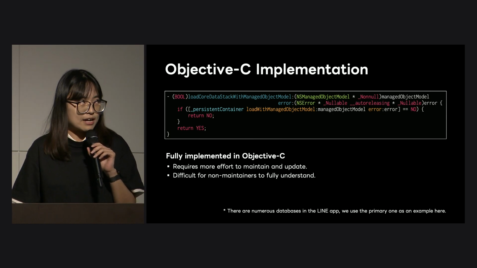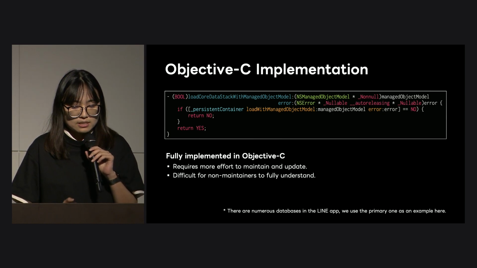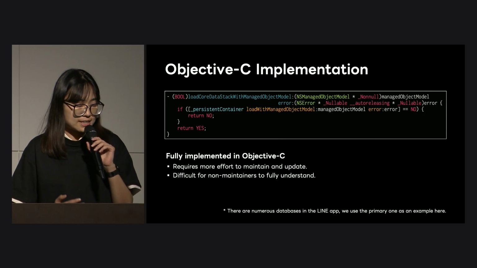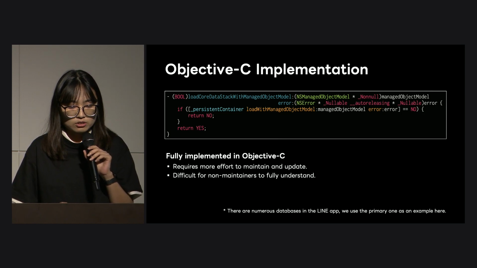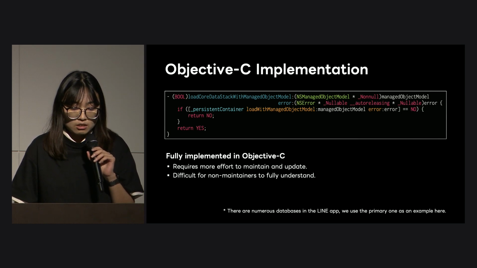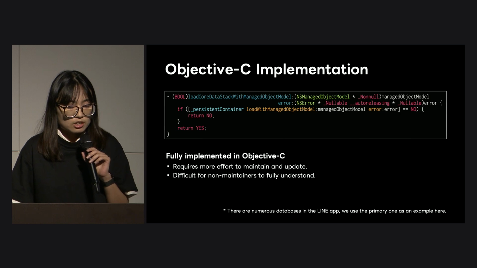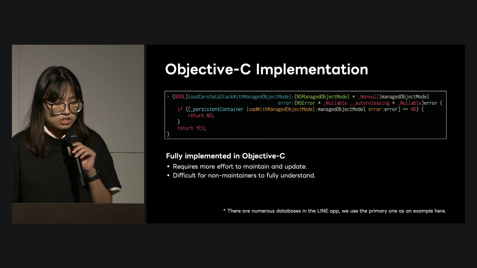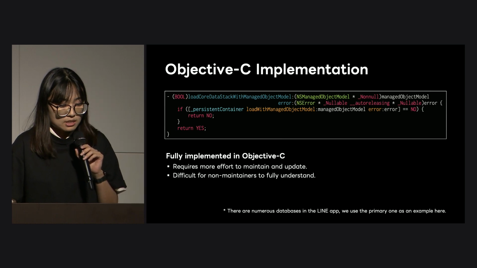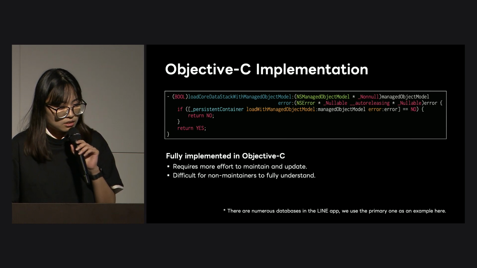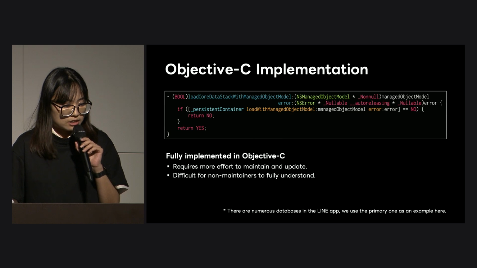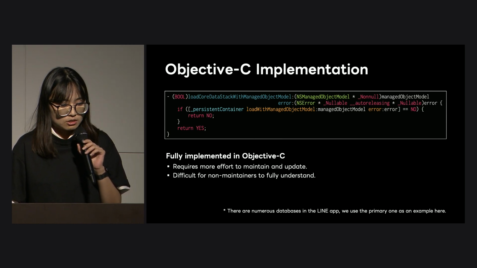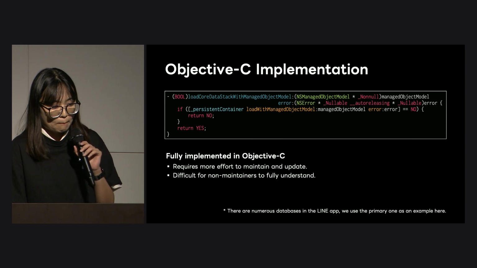Another big reason behind the refactoring is that the related database code was still written in Objective-C. In fact, only 1.5% of Line's iOS code is still in Objective-C. But because of the importance and the complexity of this part, the implementation had remained untouched until now. This makes it harder to maintain and update, and also difficult for new developers to understand. This refactoring gave us the perfect opportunity to migrate more logic to Swift.